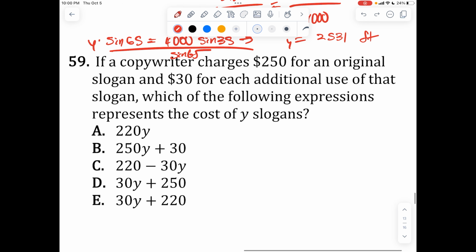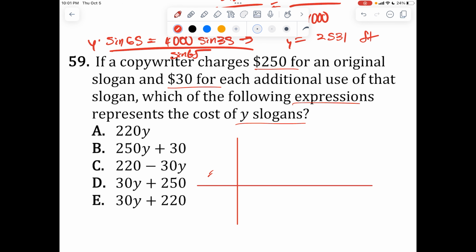If a copywriter charges $250 for an original slogan and $30 for each additional use of that slogan, which of the following expressions represents the cost of y slogans? So let's make a table. Number of slogans, cost. So let's just say 1 is 250. 2 is going to be 250 plus 30. 3 is 250 plus 60. And you see the pattern, for 4 it's 250 plus 90.